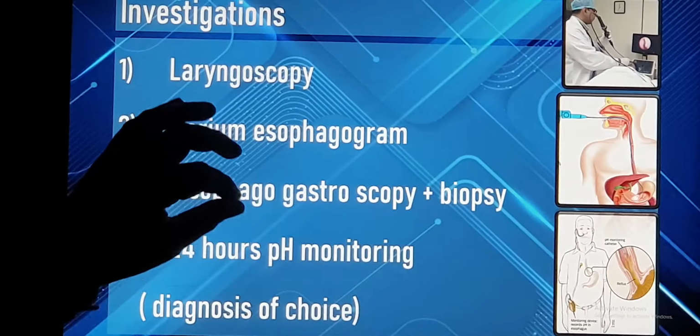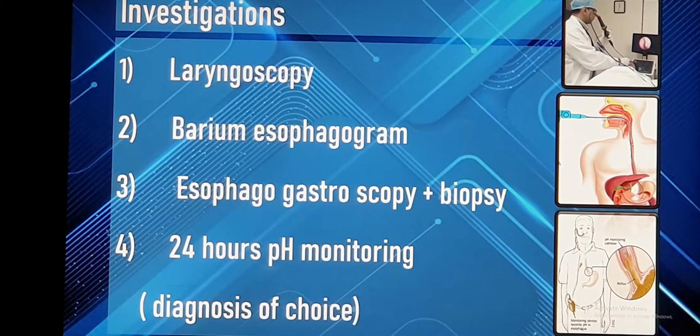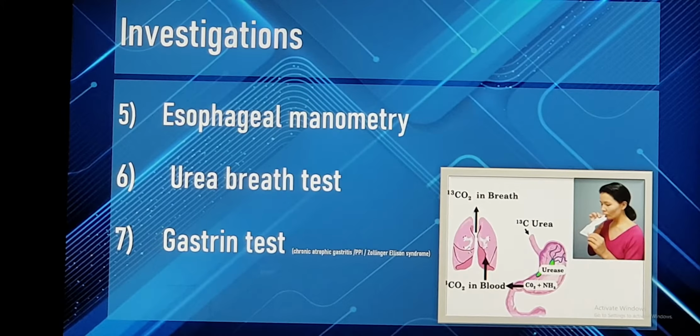After a time period of 24 hours, we will see the severity of the acidity. In some patients, we will like to know the resting pressure of the lower esophageal sphincter. For that, we will do an esophageal manometry. Now, even the urea breath test can be of help.